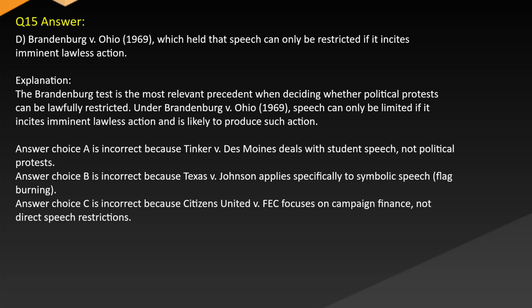Answer choice B is incorrect because Texas v. Johnson applies specifically to symbolic speech, flag burning. Answer choice C is incorrect because Citizens United v. FEC focuses on campaign finance, not direct speech restrictions.